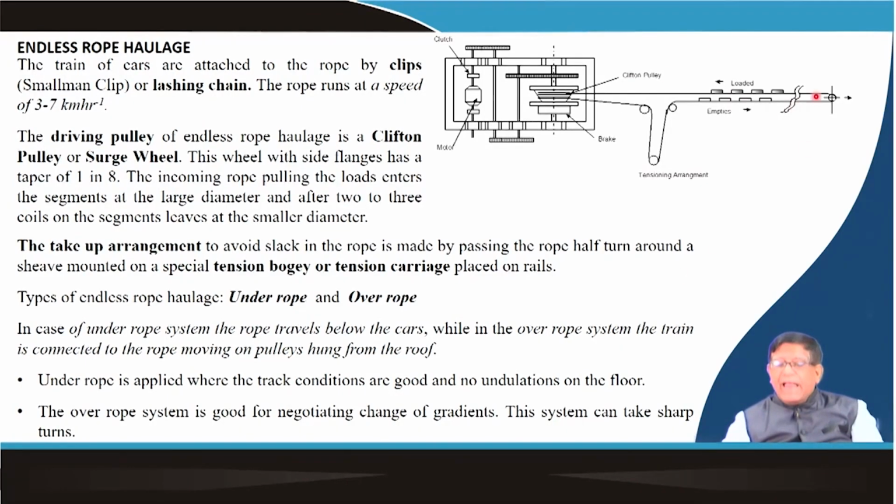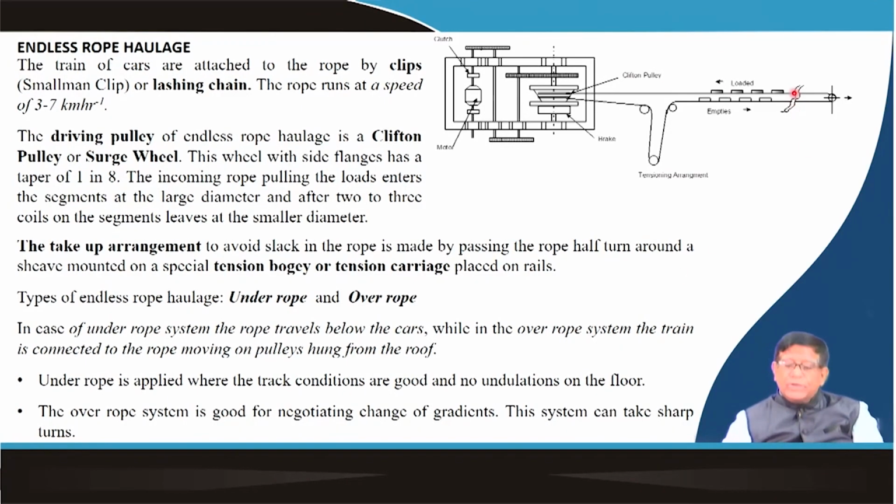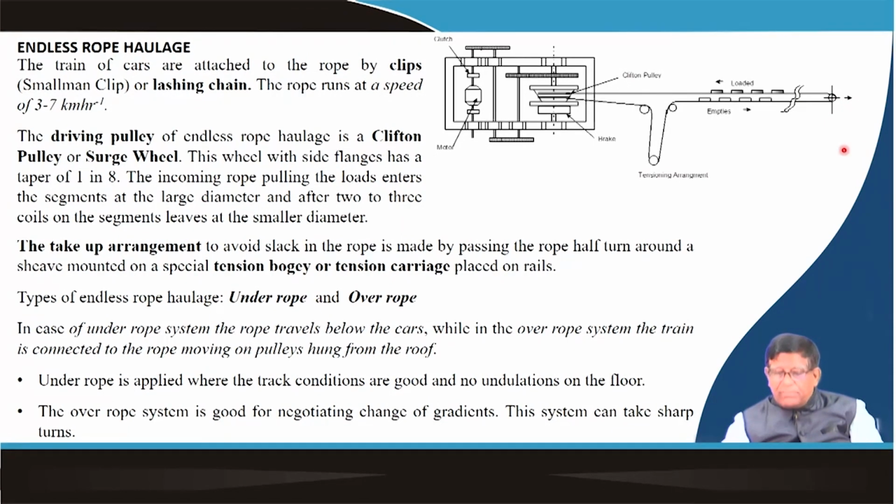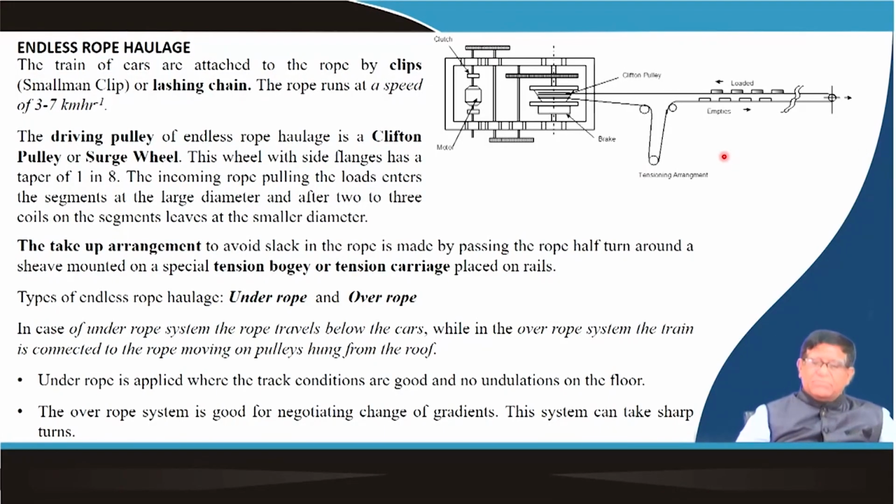The take up arrangement to avoid slack in the rope is made by passing the rope half a turn around the sheave mounted on the special tension bogie or tension carriage placed at the wheel. Now, what is there at this place? Also, you can have a tension bogie. That means this wheel is mounted on a track over here, and then there could be another dub giving a weight over here, so the tension bogie arrangement can be made.